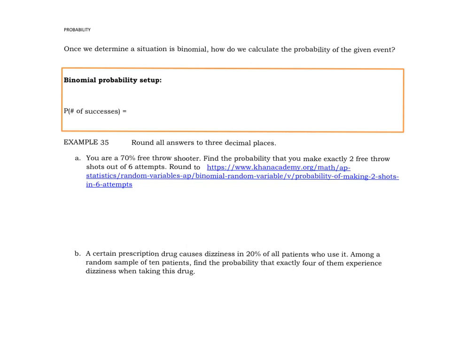Once we determine a situation is binomial, how do we calculate the probability of a given event? All right, so we need to figure out all the different ways we can have those certain successes and failures. So that's going to be a combination. As far as how many we have, that'll be the total number of trials. And how many do we need? That'll be the number of successes.